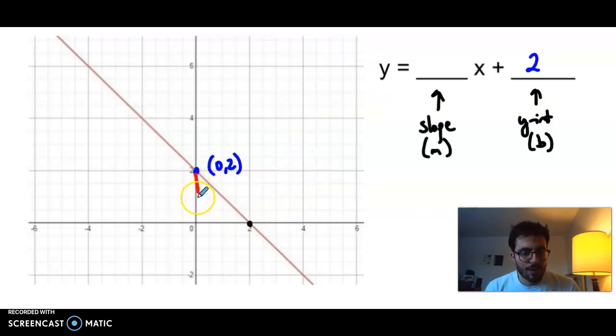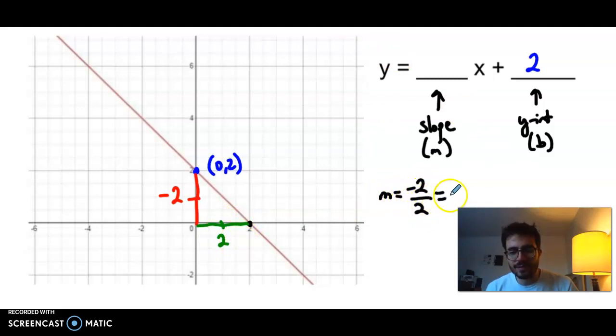We go down 1, 2 units, so minus 2. And we go to the right 1, 2 units, so positive 2. So our slope is negative 2 divided by 2, which is negative 1. Now remember, we don't usually write negative 1. We can, so we have y equals negative 1x plus 2, but the better way to write that would just be negative x plus 2.